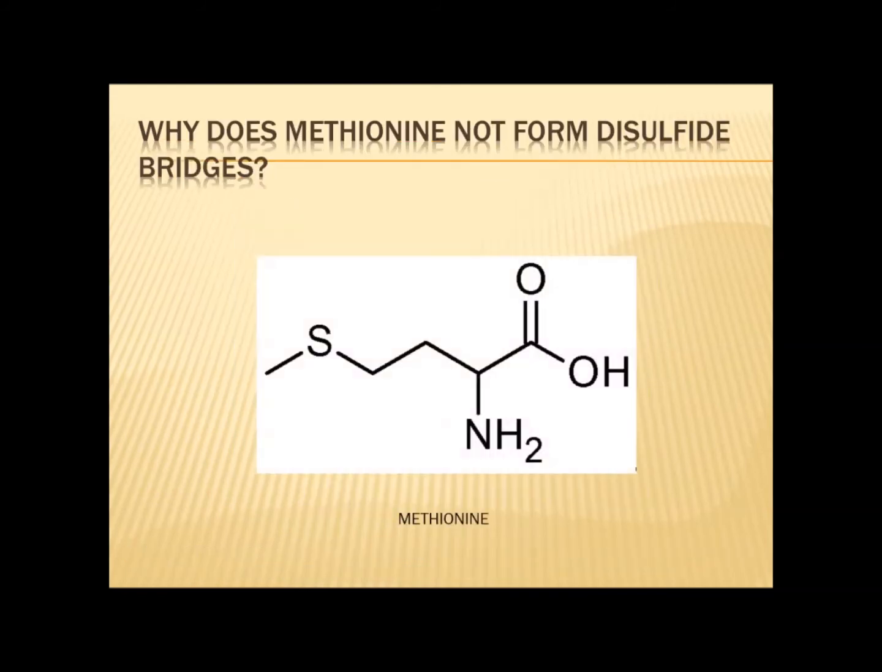Why does methionine not form sulfur bridges? Because there's no replaceable hydrogen on the sulfur.